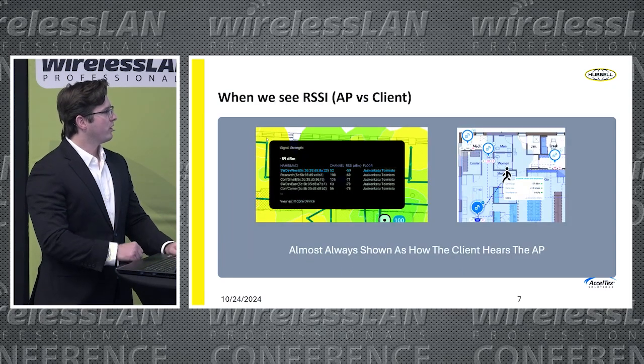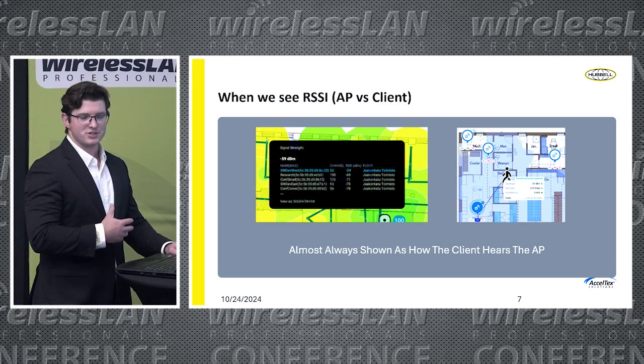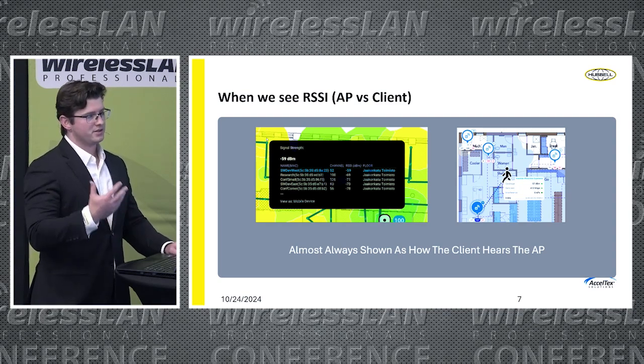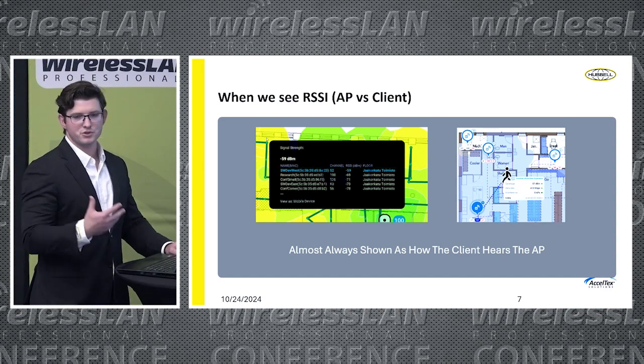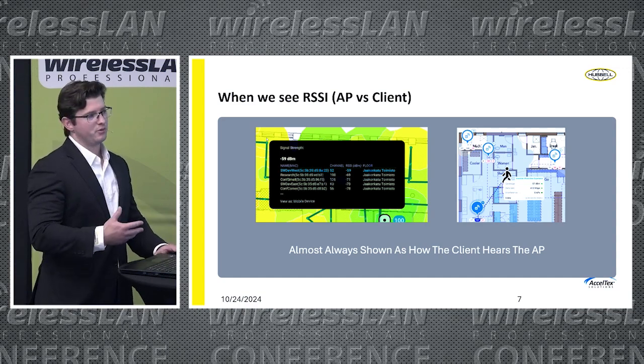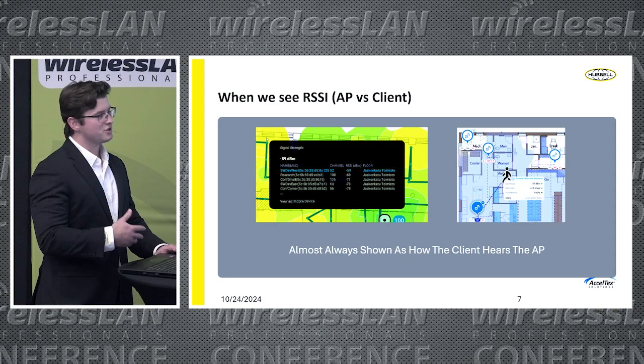Now that we know where it comes from, we want to look at how we actually see this. In all of our Ekahaus, Minas, Sidoses, NetAllies, when we go through and do a survey, when you have your tool out there and you're reading it, you're not reading what the AP is hearing the client at, you're reading what the client is hearing the AP at. And there's a bunch of reasons for that.